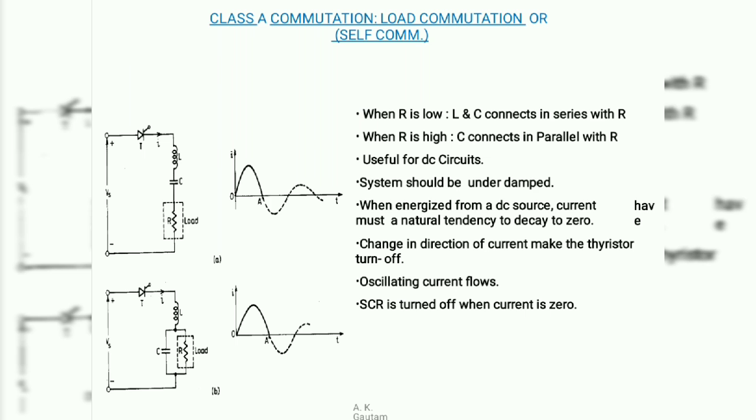In self commutation, during the positive half cycle the SCR starts conducting, and L and C store some amount of charge. During the negative half cycle, the stored charge is given to the SCR to turn it off. That energy is utilized to turn off the SCR. That is self commutation.